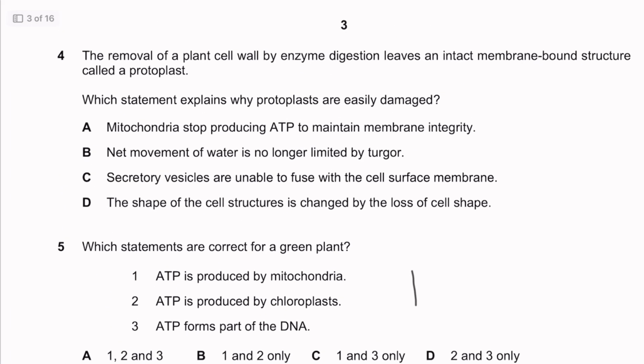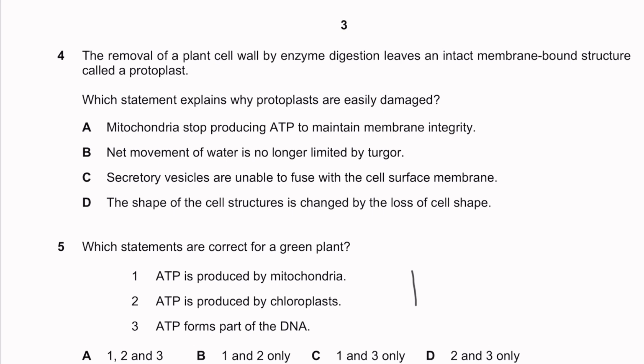4. The removal of plant cell wall by enzyme digestion leaves an intact membrane-bound structure called protoplast. Which statement explains why protoplasts are easily damaged? So we understand that they're easily damaged because the cell wall has this protective role, basically prevents bursting, because maybe high intake of water maintains the turgidity of the plant cell. But now you've removed the cell wall, so you're not being able to maintain turgidity, and you're going to burst when you gain water. So let's see what are the options.